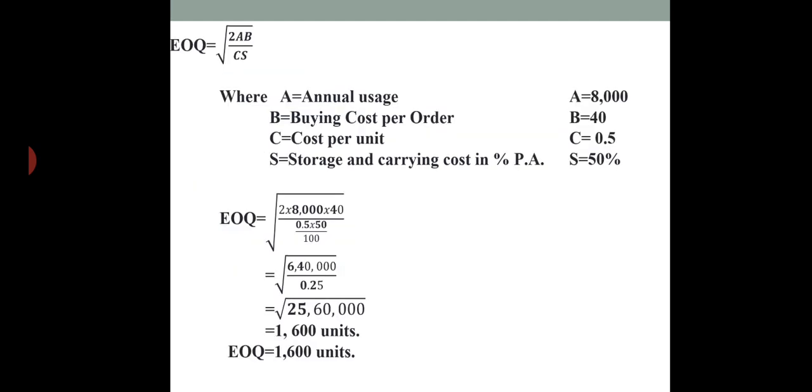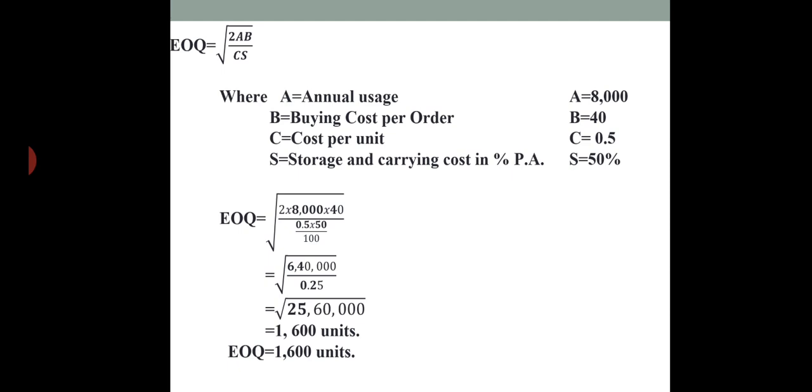Using the formula, root of 2AB divided by CS. Here we apply the formula: 2 into 8000 into 40, divided by 0.5 into 50 divided by 100, that is 50% of 0.5, which is 0.25. And 2 into 8000 into 40 is 640,000.